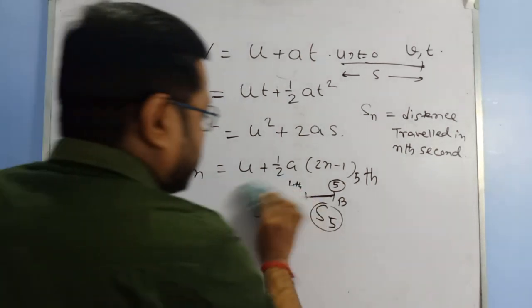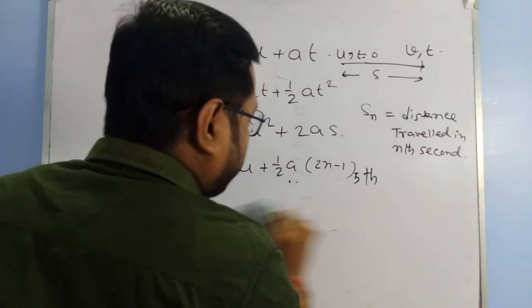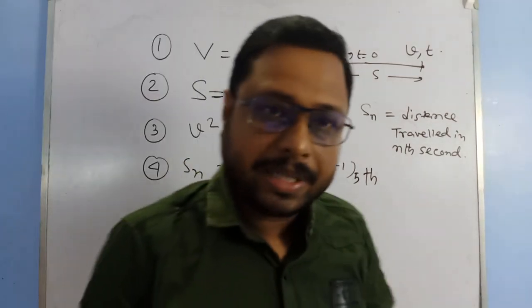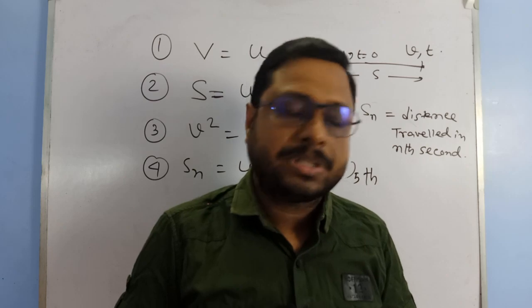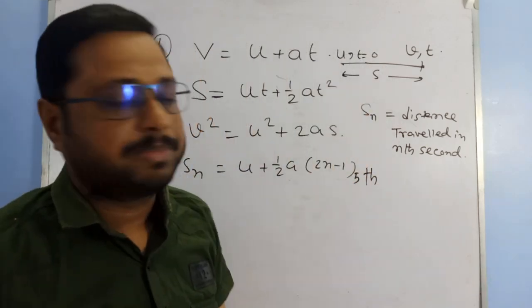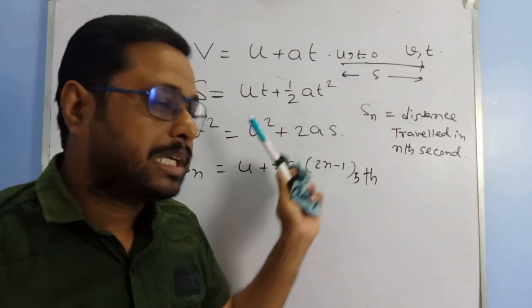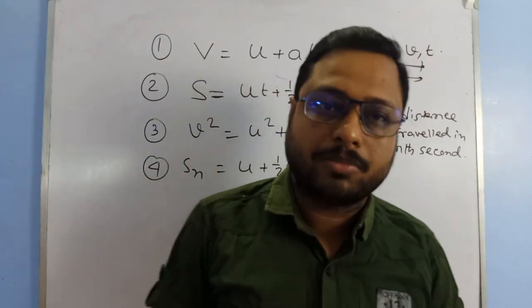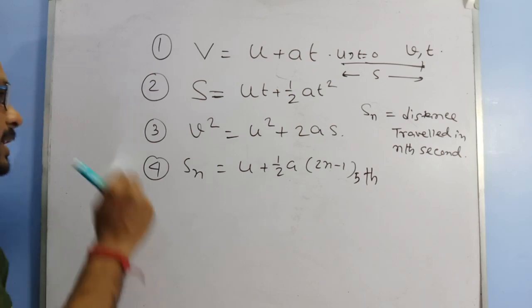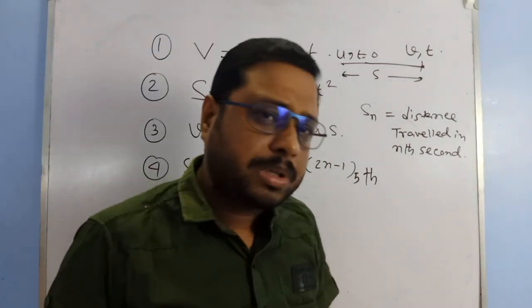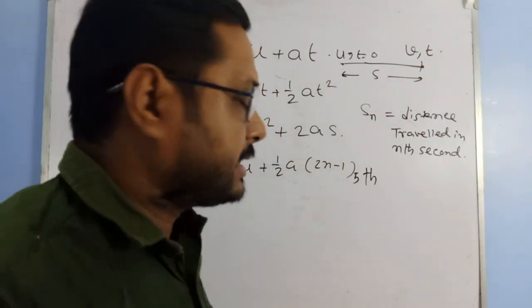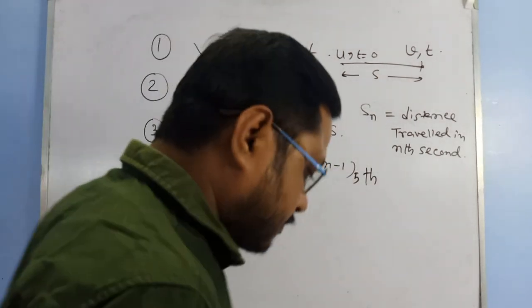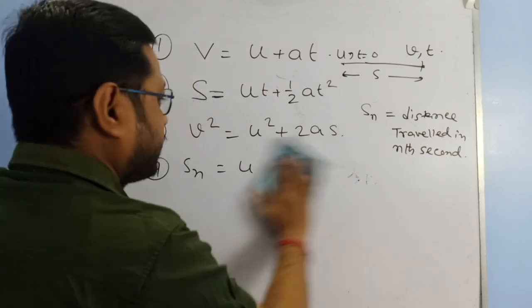So, the relations can be proved in different ways: in an algebraic way, in a graphical way. We shall do the graphical way in my next video, where we shall discuss the details of all the graphs and the proof of the equations of motion. The easiest way, if you know the method of integration, is to prove these equations using integration. So, please stay with my channel.